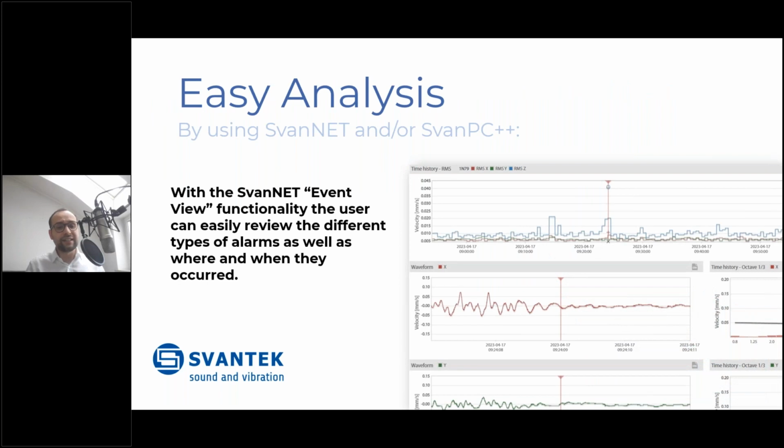Also, using Svantek, you are able to do a very easy analysis of these events to make sure that you understand better when these occurred, where they occurred, as well as what kind of levels there were, and if implementing the wave approach, you can even identify visually the type of wave we're looking at. So are they Rayleigh waves, are they Love waves, etc.